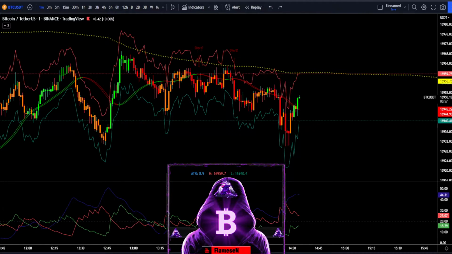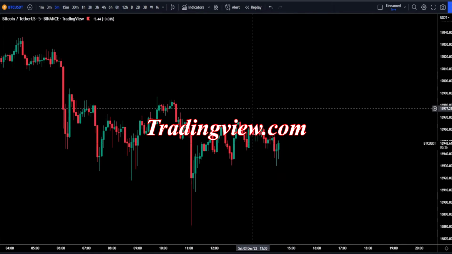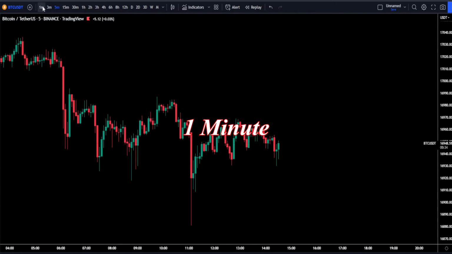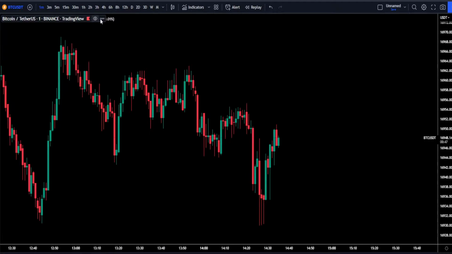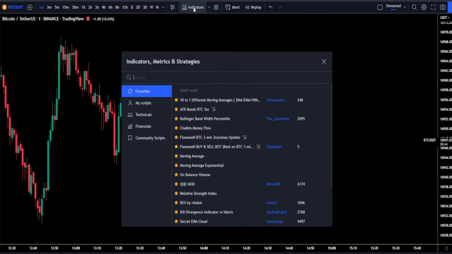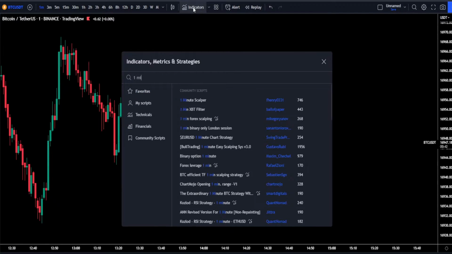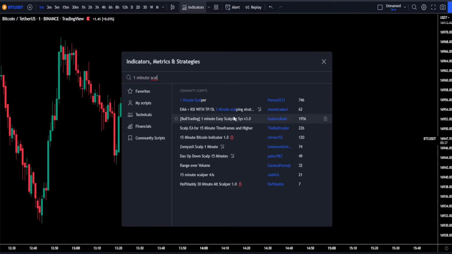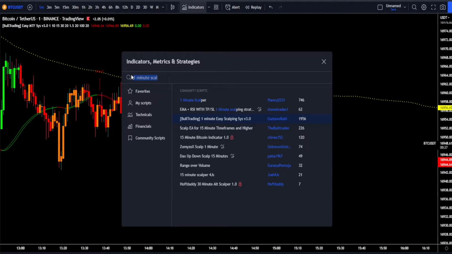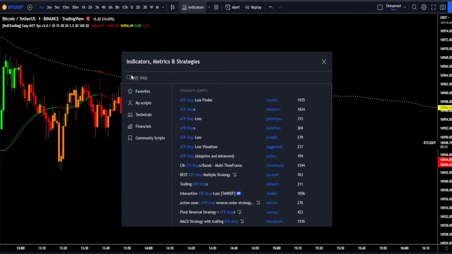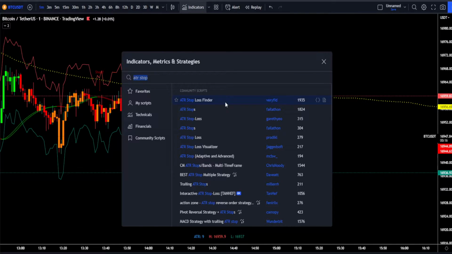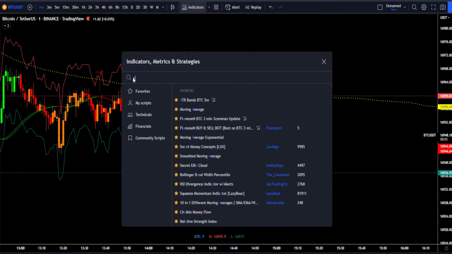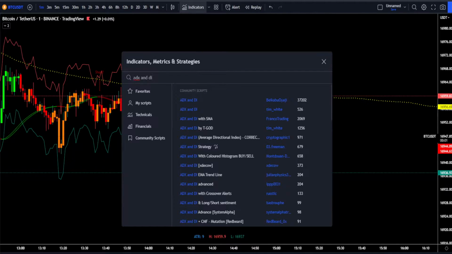Now we've gotten that all out of the way, let's get into it. So let's first head over to TradingView.com and change our time frame to 1 minute. Now let's add our indicators to the chart by coming up here to our indicators tab and typing in 1 minute scalping, which is this indicator here by Gustavo Ruby. The second indicator we will be adding will be called the ATR stop loss finder, which is this one by Verifid. Then the last indicator we will be adding to the chart to complete our strategy will be the ADX and DI, which is this one here.